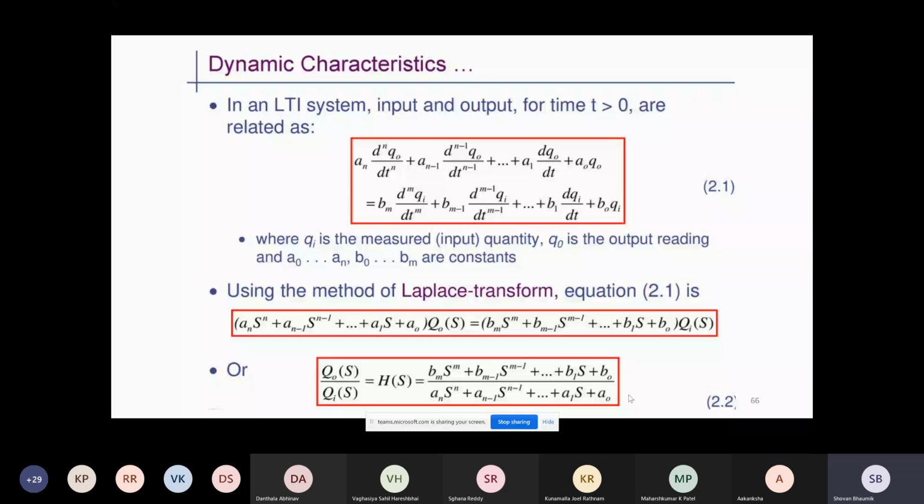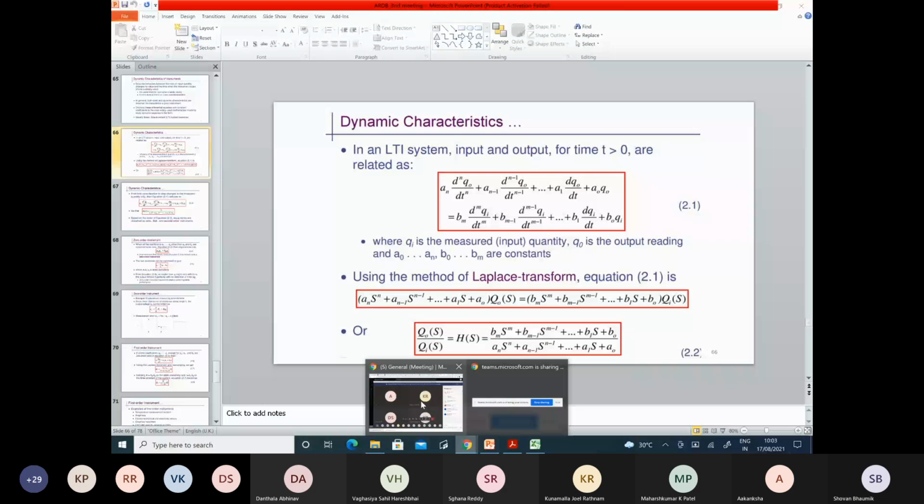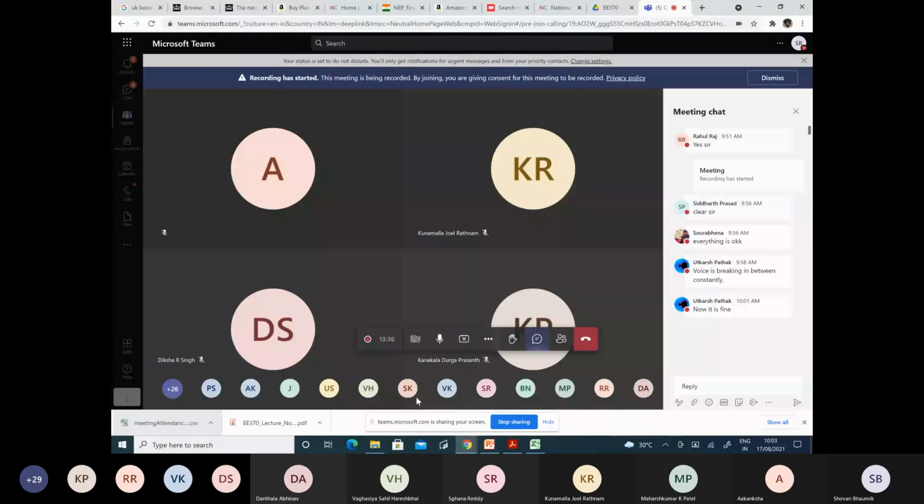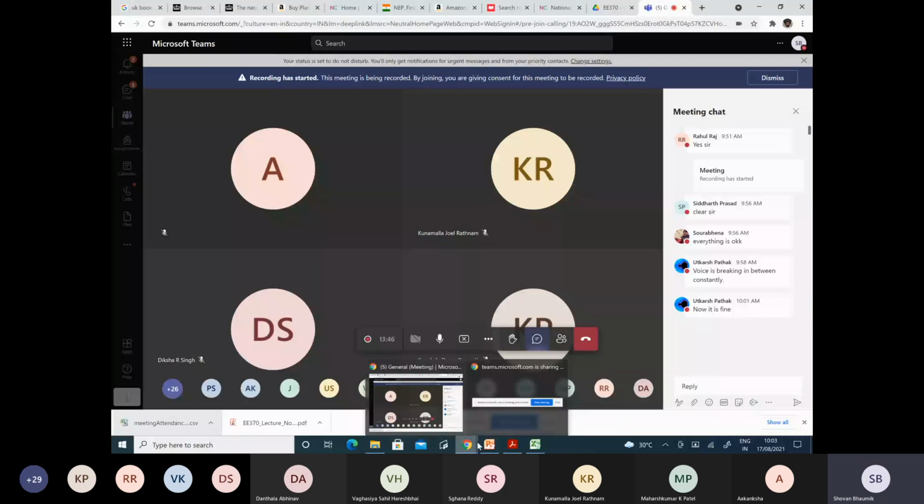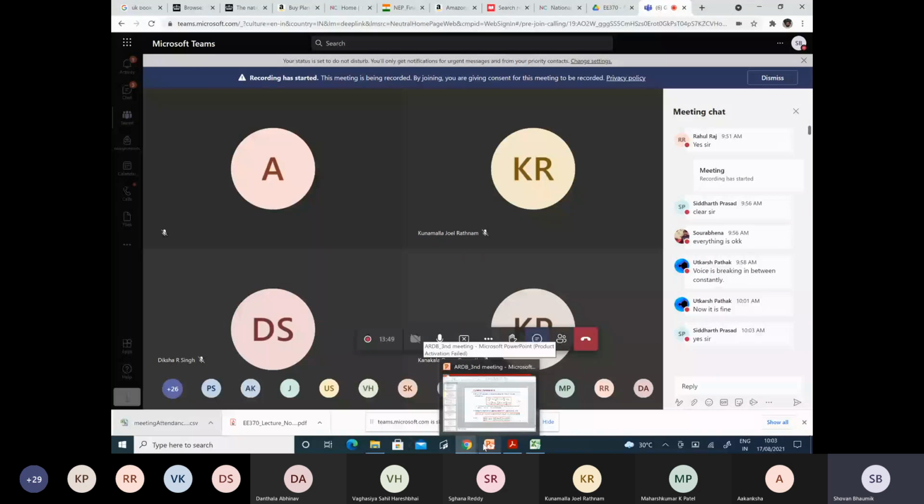Now you tell me whether you understood this page properly or not. Okay, maybe you understood this. Okay, fine. Now if you have any query at any point of time, you can ask, you can write.